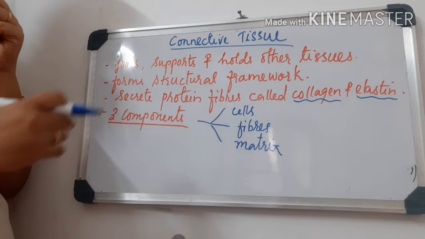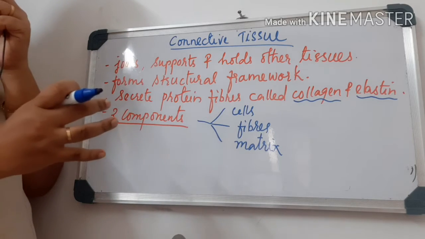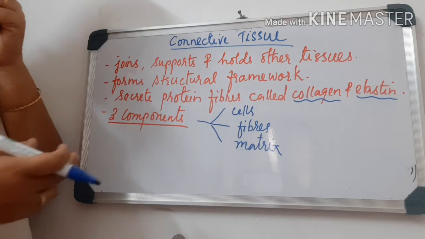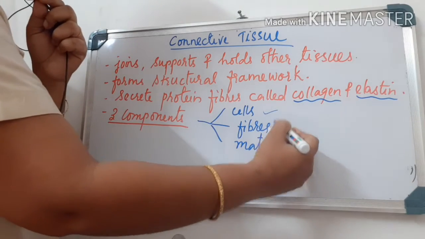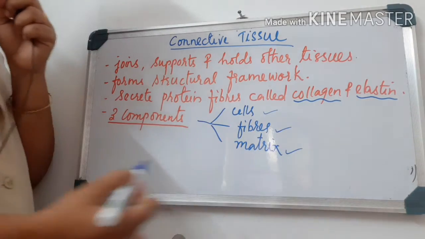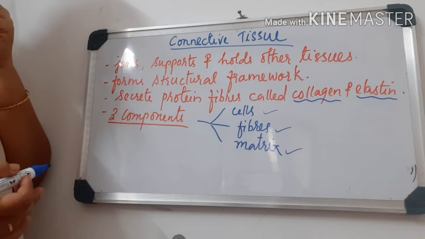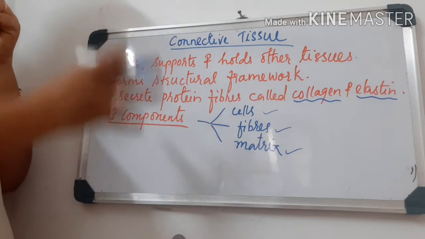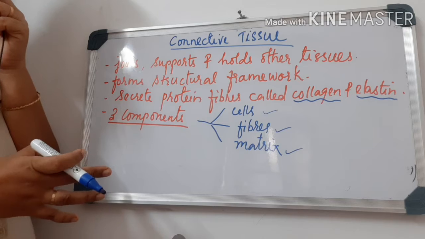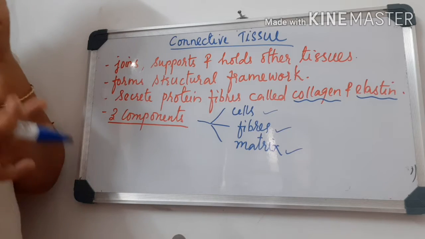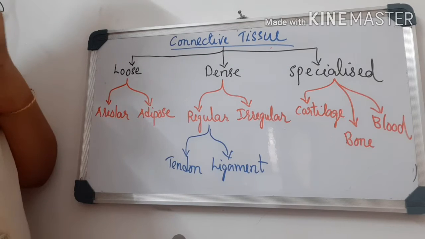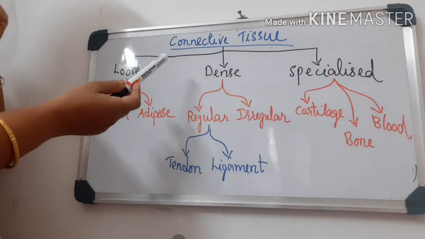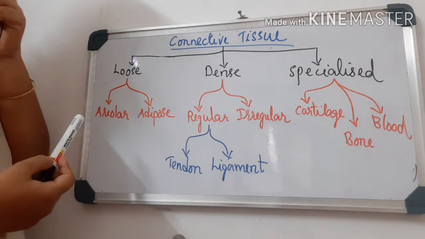There are three major components involved in the connective tissue. These three major components are cells, fibers, and matrix. So this is how the introduction of the connective tissue goes. Now let us move on to how the connective tissues are classified.